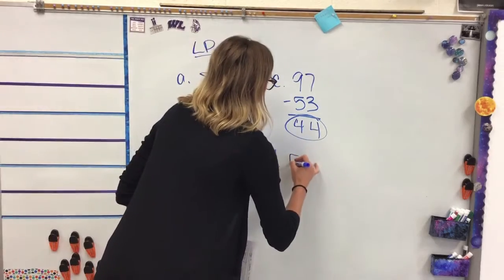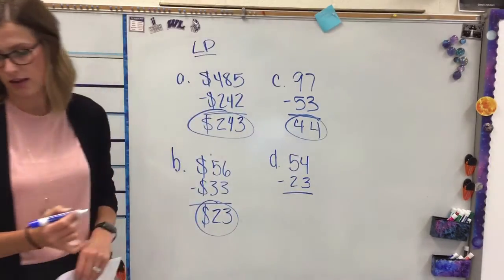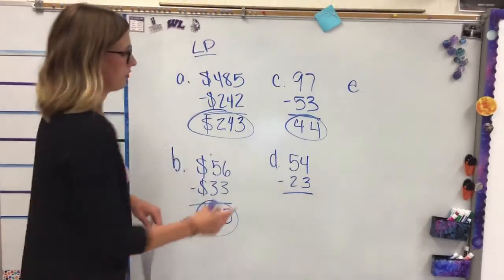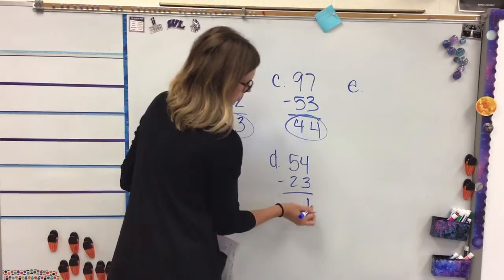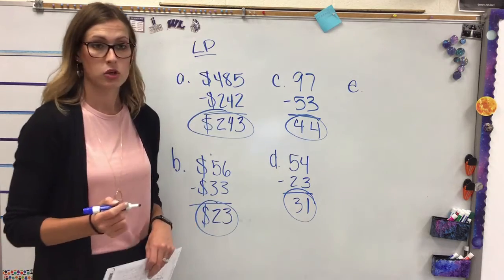D says subtract 23 from 54. So same thing, 54 goes first. Then subtract 23. Go ahead and do that one yourself. Hopefully you said 4 minus 3 is 1. 5 minus 2 is 3, so I get 31. Let's go on to E.